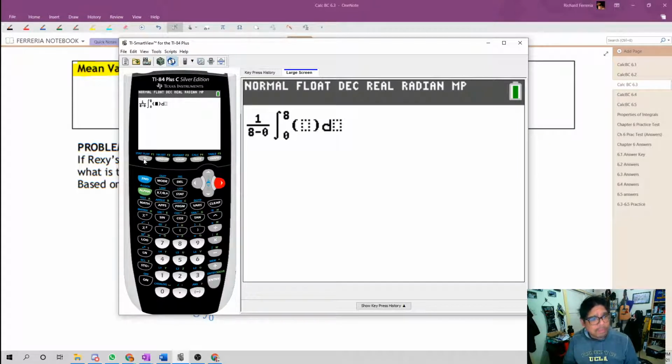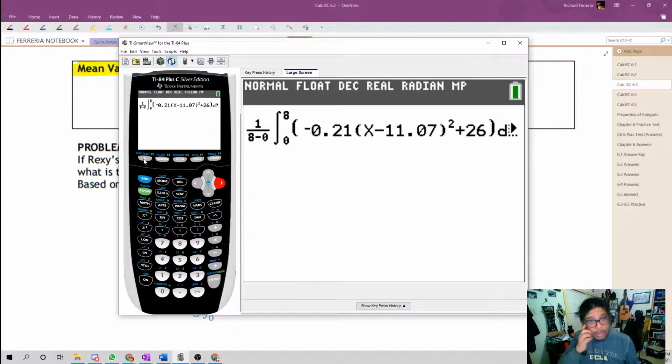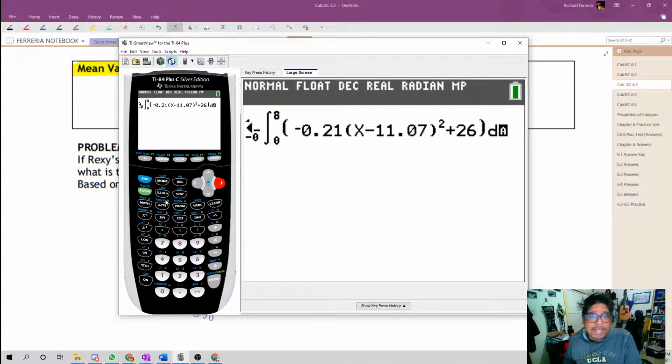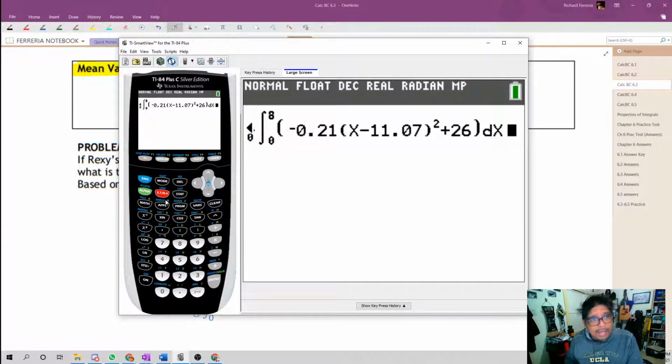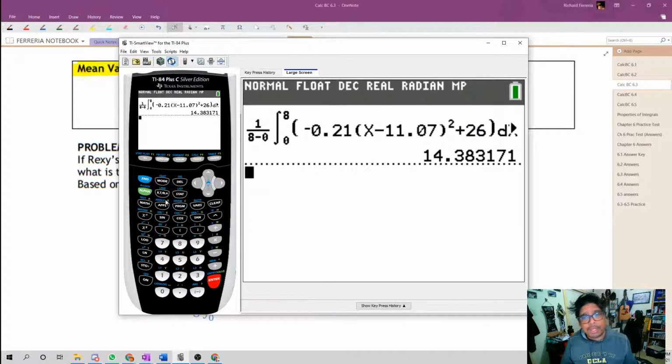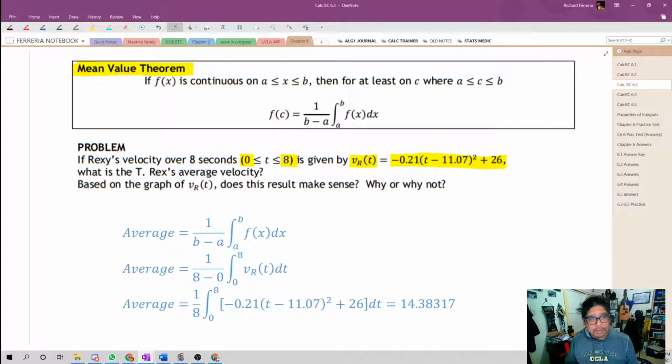Nothing wrong with that. And then we'll put in our function for Rexy's velocity. Now notice that I'm not using t, I'm just using x. That's one of the things that you're going to have to get used to on your calculator. Even though you're writing a t, it's often easier just to put x because the x button is right here, just south of mode. It's the easiest button to find on the calculator. And lastly, we'll put a dx here. And that should give me my average velocity, 14.38317. The next part of this says, based on the graph of VR, does this make sense? Okay, so we're going to graph VR right now.